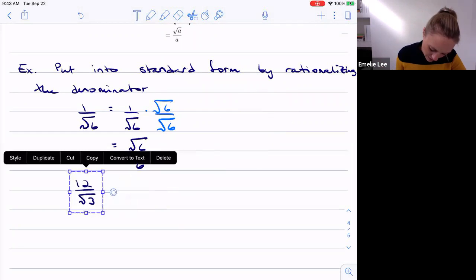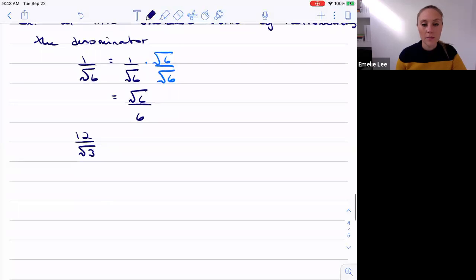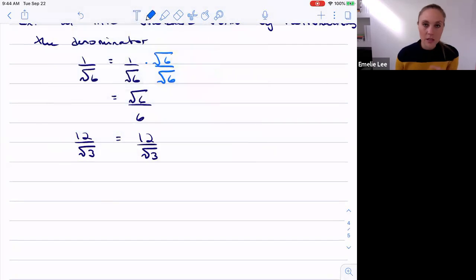Let's do 12 over root 3. Same idea. I don't want that root 3 in the denominator. I'm okay with having a root in the numerator, but I really don't want to have it in the denominator. So I've got 12 over root 3. And then to ditch that root 3, I'm going to do times root 3 over root 3.